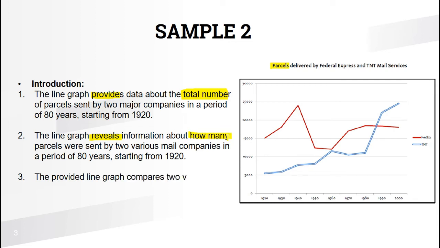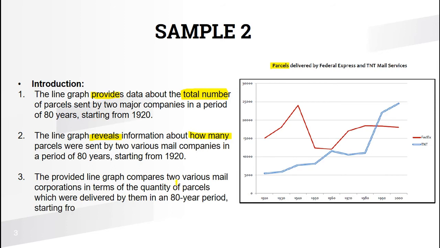And of course, the third method is my favorite one. The provided line graph compares 2 various mail corporations. Instead, again, you can write FedEx and TNT. For example, the line graph compares FedEx and TNT in terms of the quantity of parcels which were delivered by them in an 80-year period starting from 1920. Why again an article? Because this is an adjective, and the article relates to this word right here, period. And why an? Because it's starting from 8, right? It is an 80-year period, sorry.